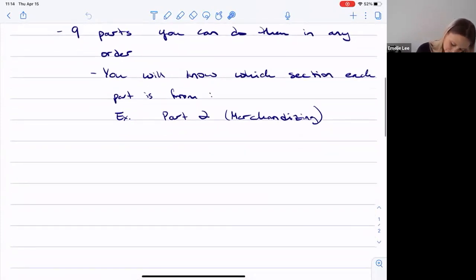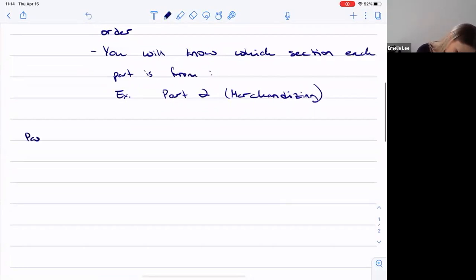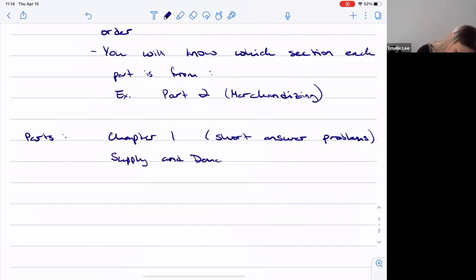So the parts are these. Chapter 1, just kind of short answer problems. And then supply and demand. Now here, it wouldn't be a real test if I wasn't going off and being a little bit bad, right? So what I've decided to do, because the supply and demand section are supposed to have like, oh, so if you are brewing beer and the price of wheat increases, what happens to your supply curve or your demand curve? I don't know. We didn't spend any time doing those.